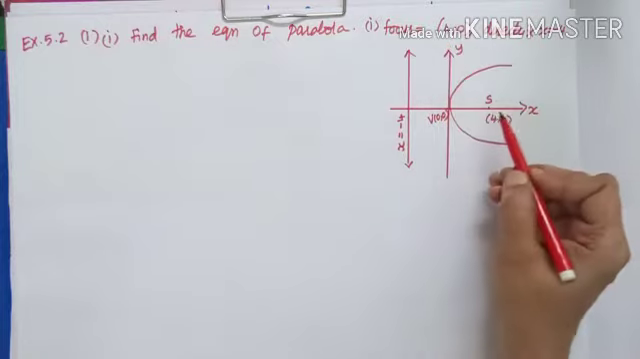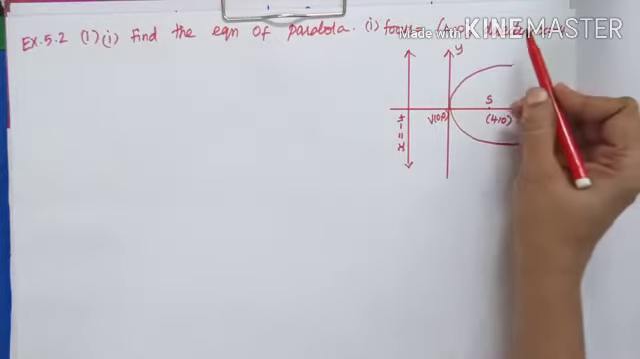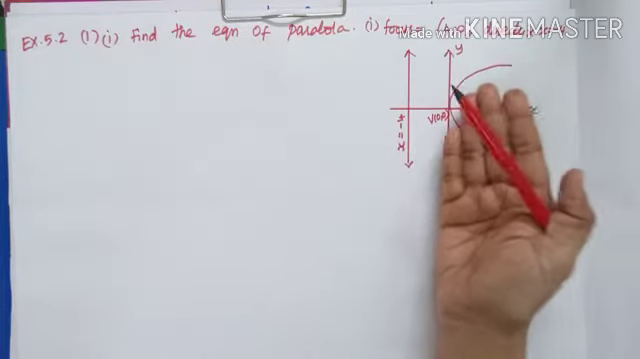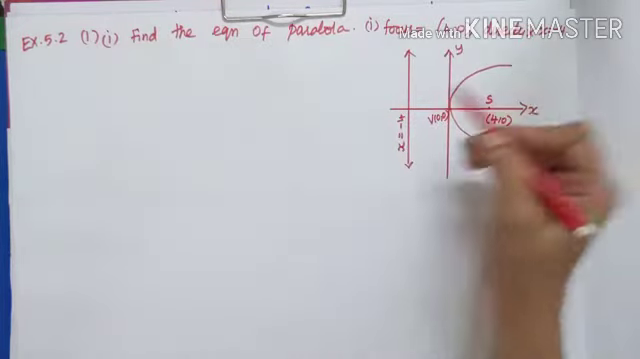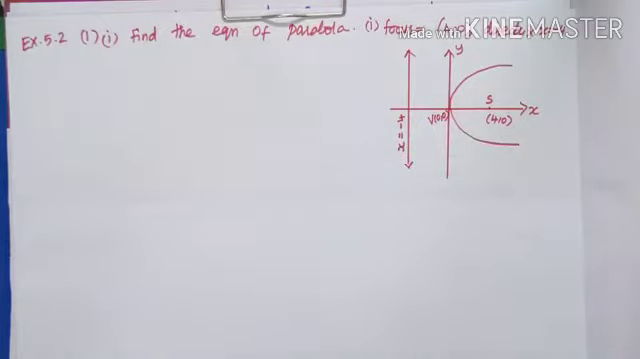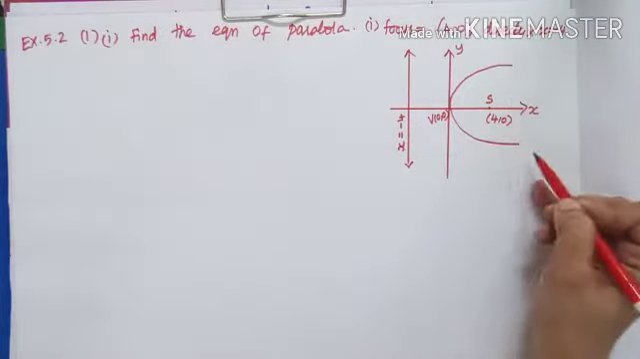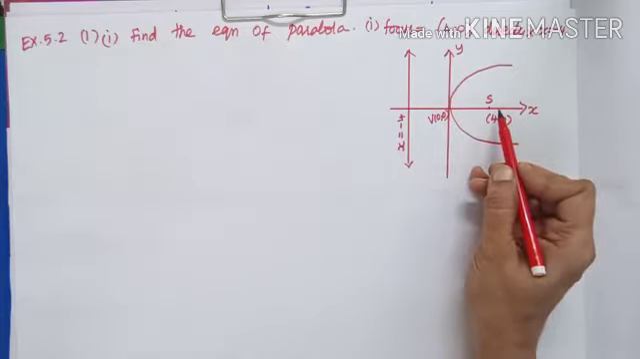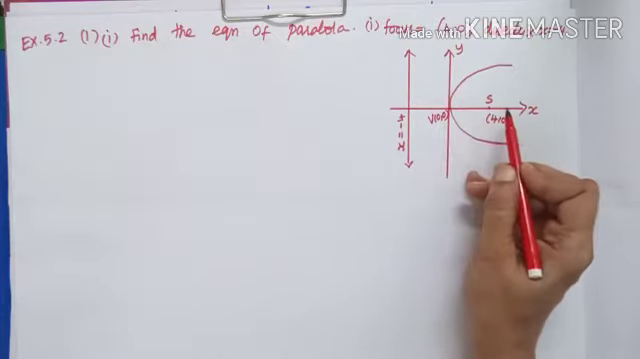Focus (4, 0) we have marked. The directrix will come on the left side. If the focus is on the right, the directrix will be on the left. So x equals -4 we have drawn. How will you draw the curve? The curve will be towards the focus.